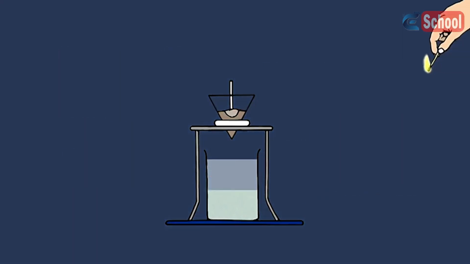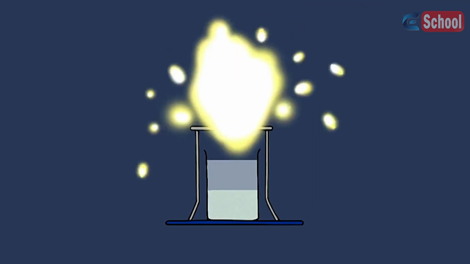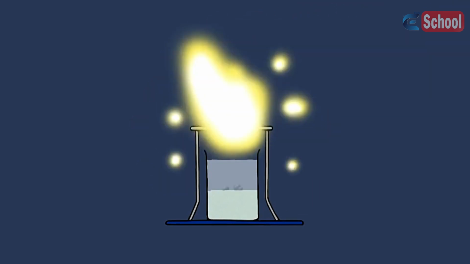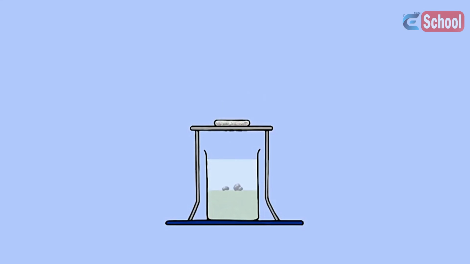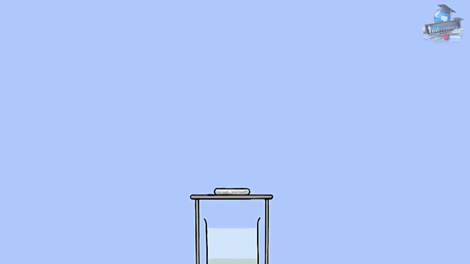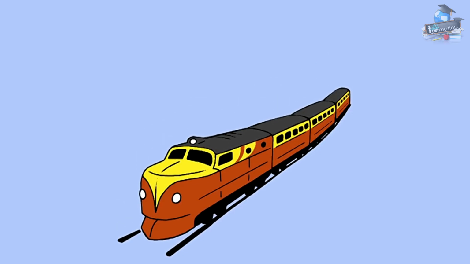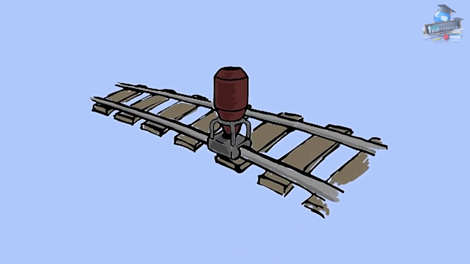The more reactive aluminium displaces the iron from its oxide. When it has finished, you'll see a lump of molten pure iron left behind. We used to rely on the thermite reaction when laying down lengths of railway track to fuse two pieces of track together, and in fact it is still used today to carry out repairs to existing railway lines.